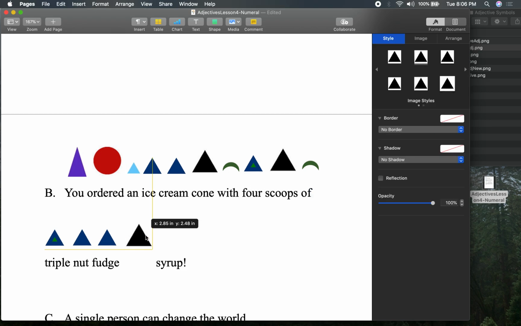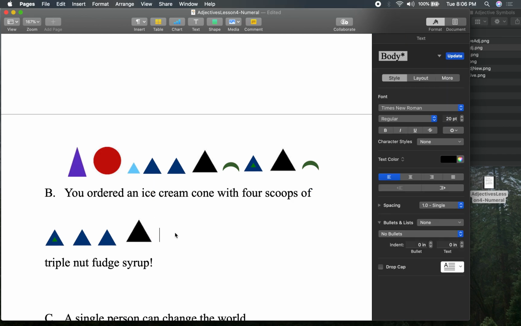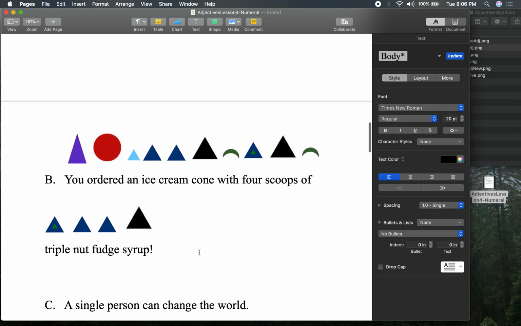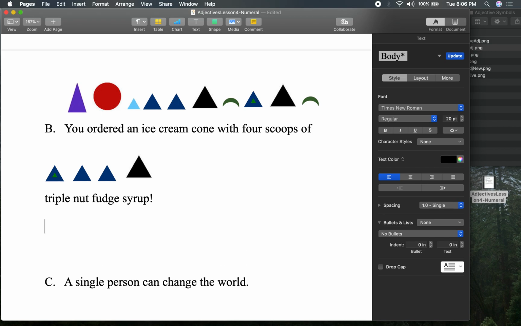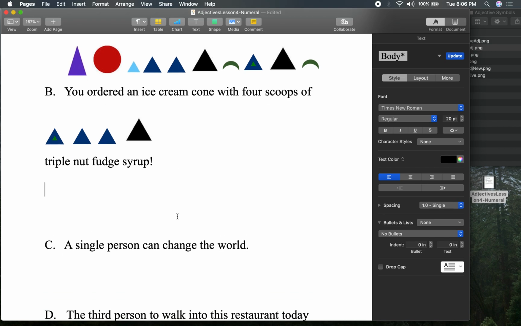All right, so there we have this sample. We have, you ordered an ice cream cone with 4 scoops of triple nut fudge syrup. I don't even know if triple nut fudge syrup exists, but for the purposes of this sentence, it definitely does. All right, let's move on to the next one.